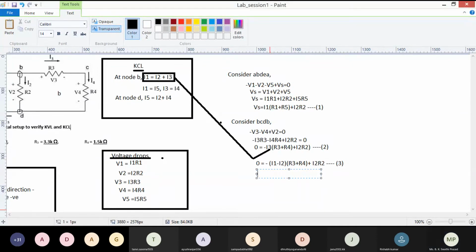Is K2K there? Yes, ma'am. So can you separate I1 and I2 and tell me what is the final equation?